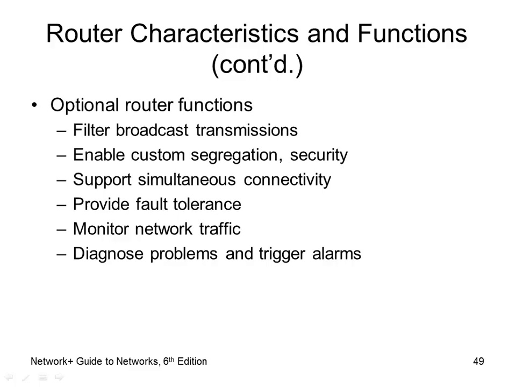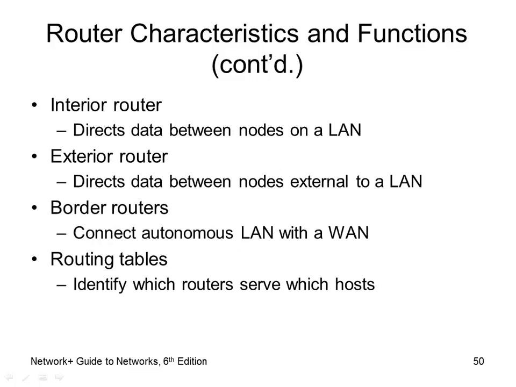Right, exactly. All right, so some routers can filter broadcast transmissions. They can enable segregation and security. They support simultaneous connectivity. If you buy some of the larger ones, they have fault tolerance. They can monitor the traffic, and they can diagnose and trigger alarms based off the type of traffic they see.